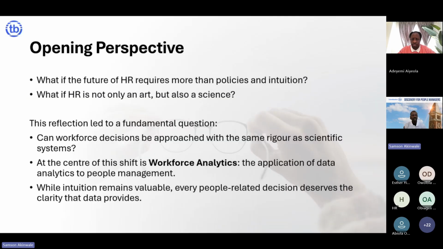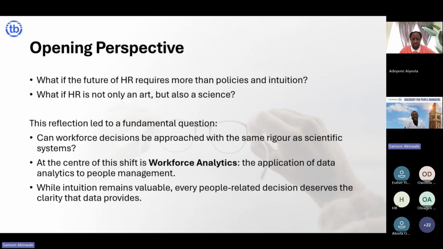Okay, in the opening perspective, this is it. What exactly was going on in my mind as I was going through different research, and also at work, thinking deeply about why this is not this? The thought started this way. What if the future of this very honorable profession requires more than policies and intuition, which have been the foundational pillars that established the profession in the first place, that made it move from personnel management, as it used to be, to what is now called human resource management?